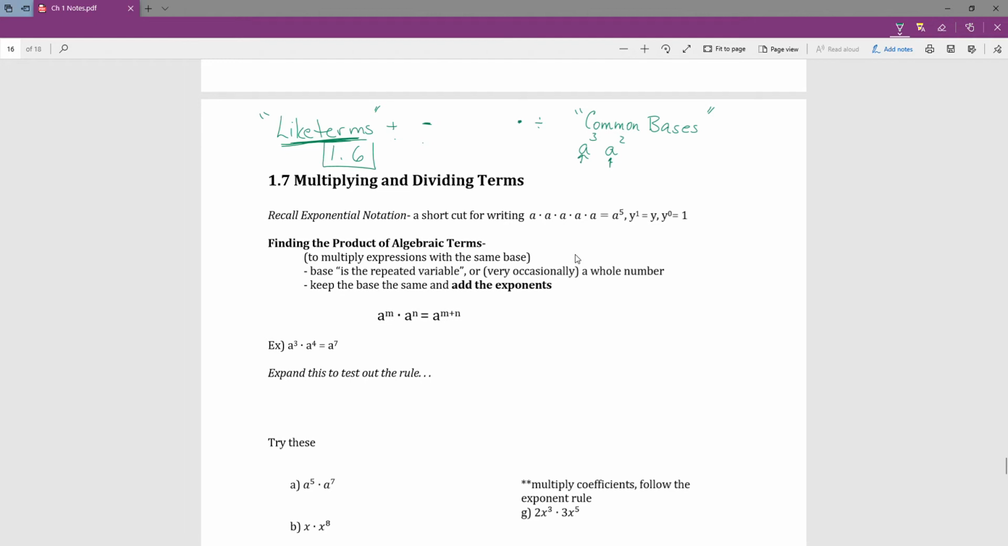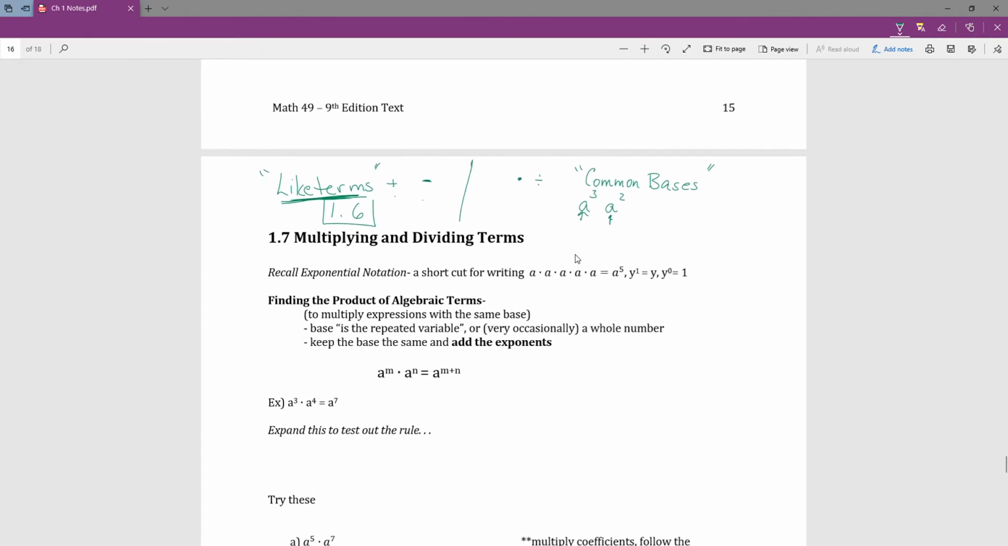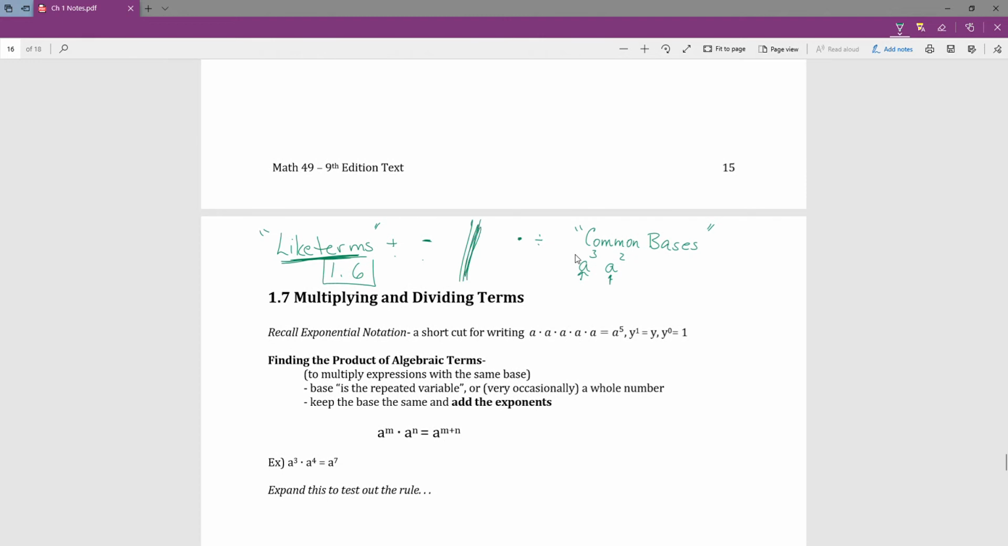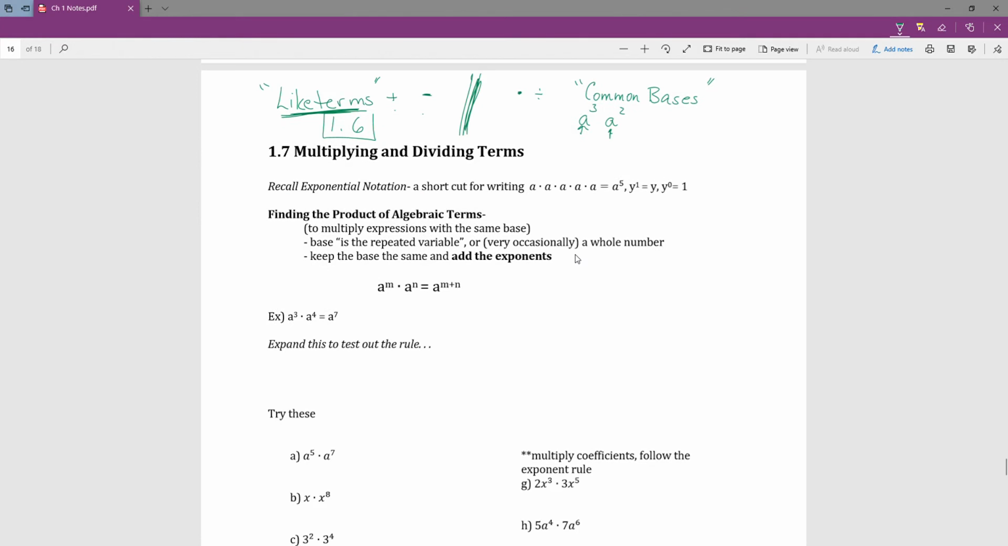So oftentimes when you're working through this, this separation here gets blurred, and people think the rules have changed, but they're not changing. They're just different rules for different operations.